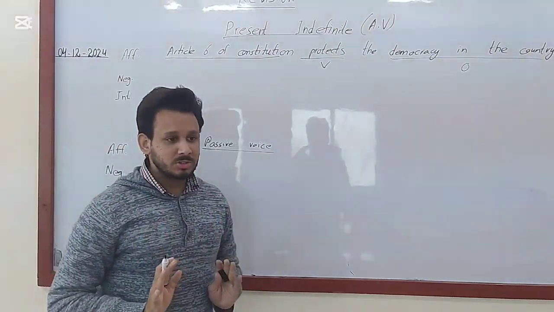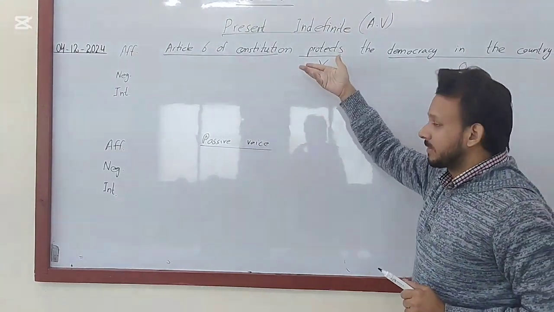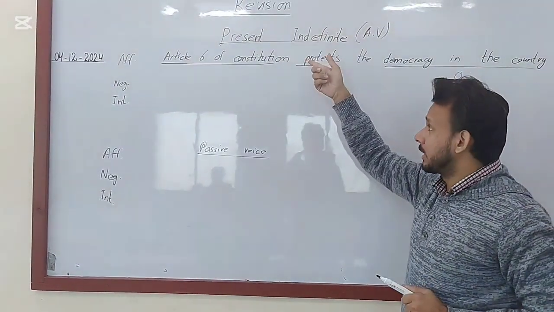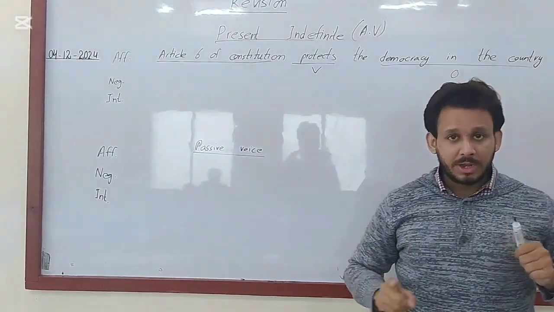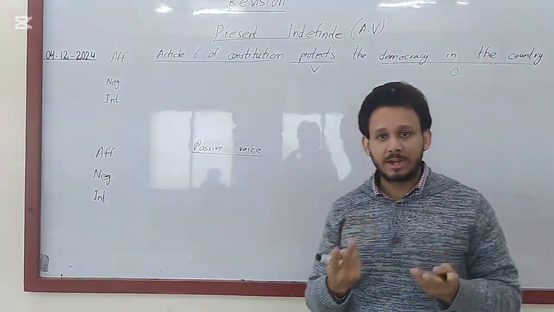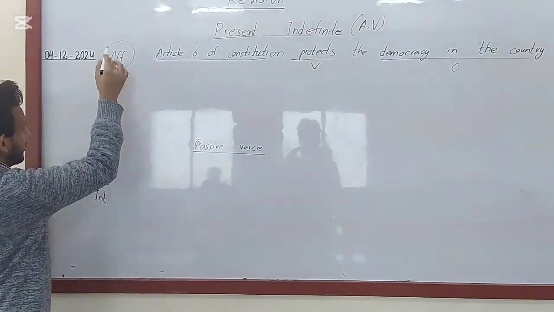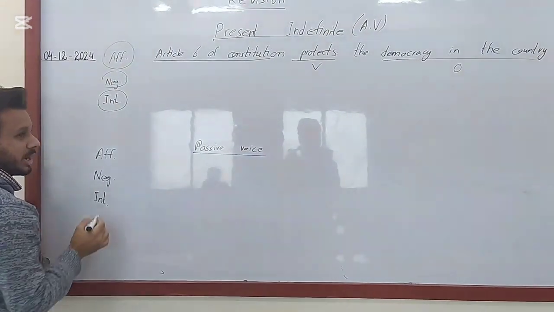Okay, so this is the revision session. We are going to learn about what the present indefinite tense is and how we can convert the active and passive into each other and vice versa. For any type of sentence, there are three or four types. The first is affirmative, the second is negative, and the third one is interrogative.